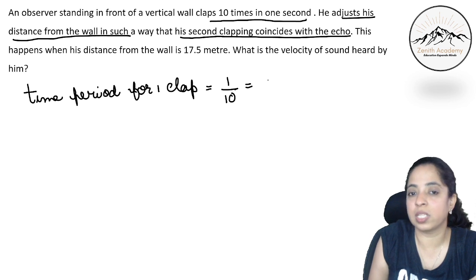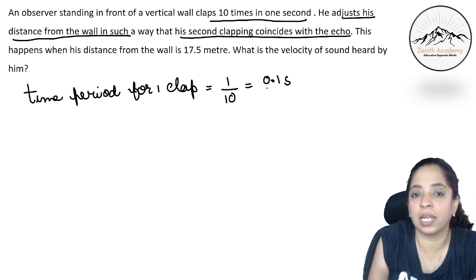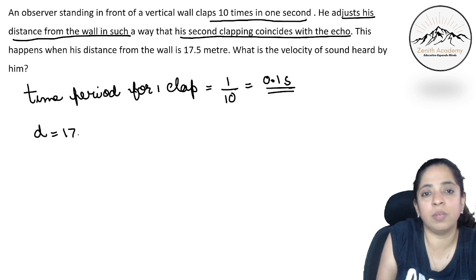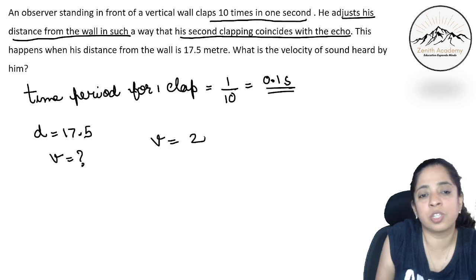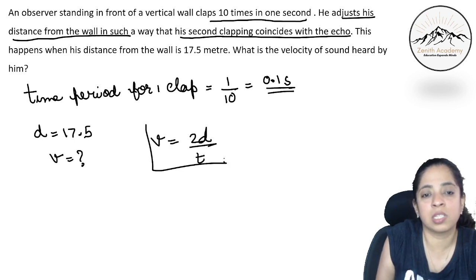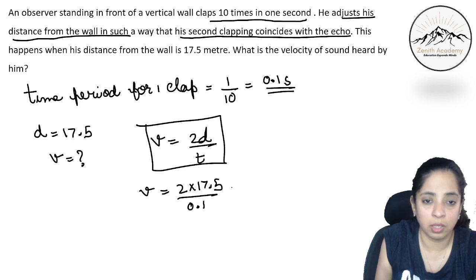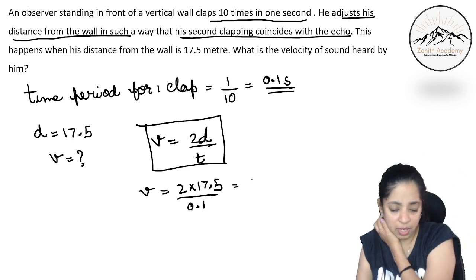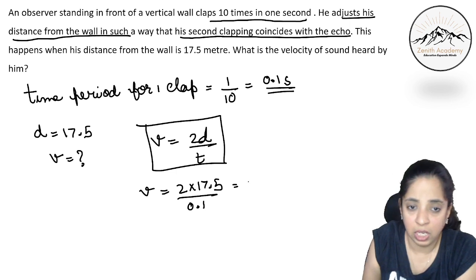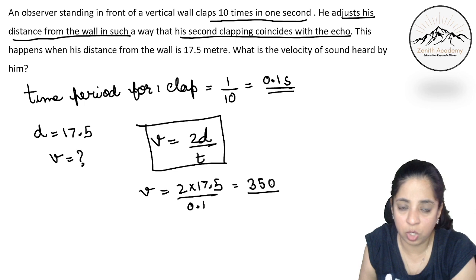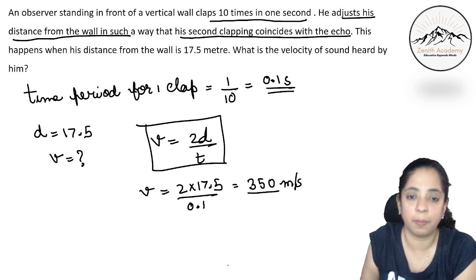Now 10 claps in 1 second. So it is 0.1 seconds. This is the time. Now distance is given 17.5. Velocity is asked. We know velocity is 2d by time. This is the formula, put it in the box. So velocity will be 2 into 17.5 upon 0.1. So 17.5 into 2 is 35, so it is 35 divided by 0.1, which is 350 meter per second.